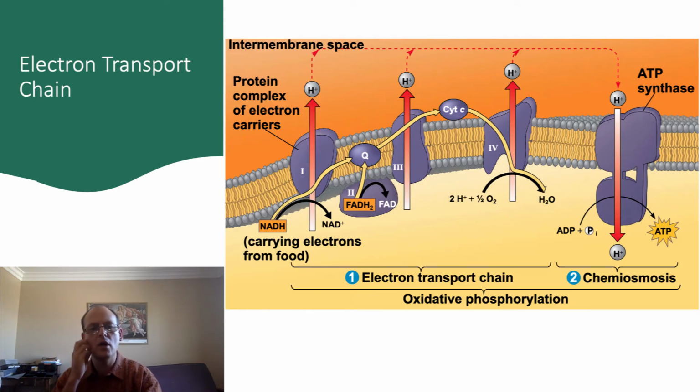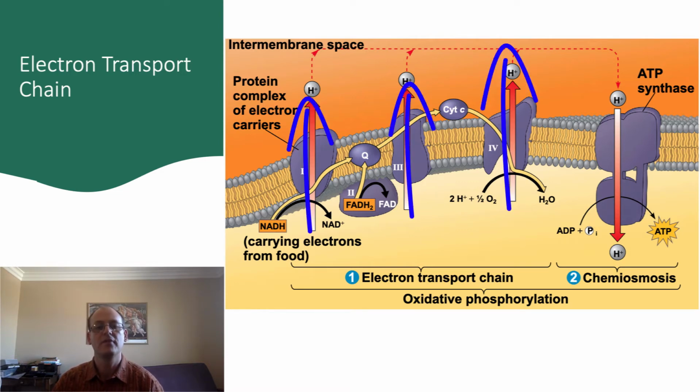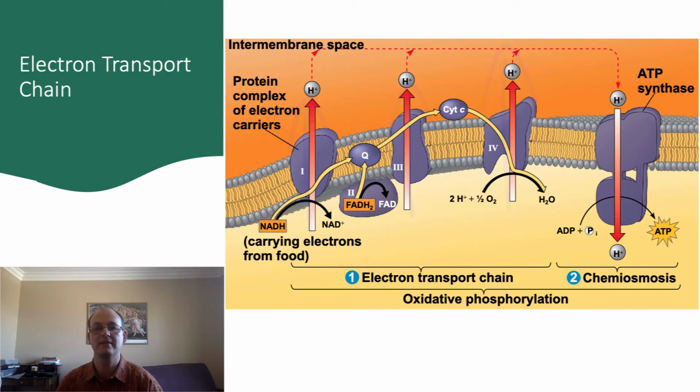Okay, now we know how electrons move through the chain, let's look at some of the details. In this diagram, the path of the electrons is shown in yellow. So you can see that the electrons enter the electron transport chain either via NADH or FADH2. These molecules become oxidized as they drop their electrons into the chain. Protein complexes 1, 3, and 4 are all responsible for pumping protons. They use the energy of the electrons passing through them in order to pump protons into the intermembrane space.